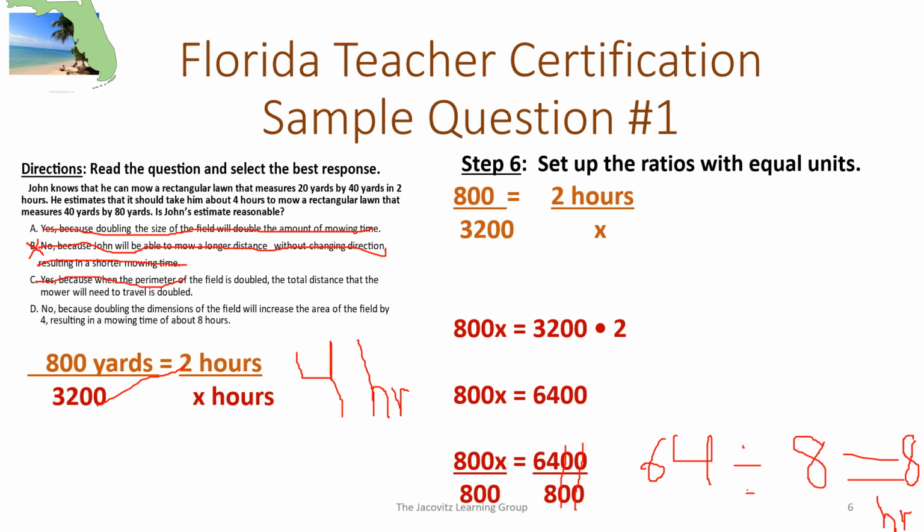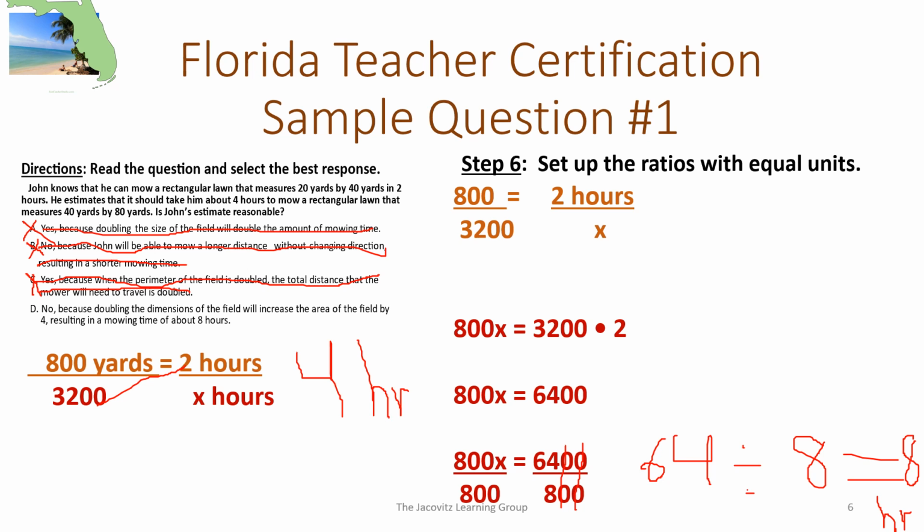So they're just trying to see if you really can read through what's going on, to make sure that you can explain this to your students. Okay, so the only other answer left now would be D, and of course D is the correct answer. Let's go over it: no, because doubling the dimensions of the field will increase the area of the field by 4 times, resulting in a mowing time of 8 hours. They kind of give it to you.